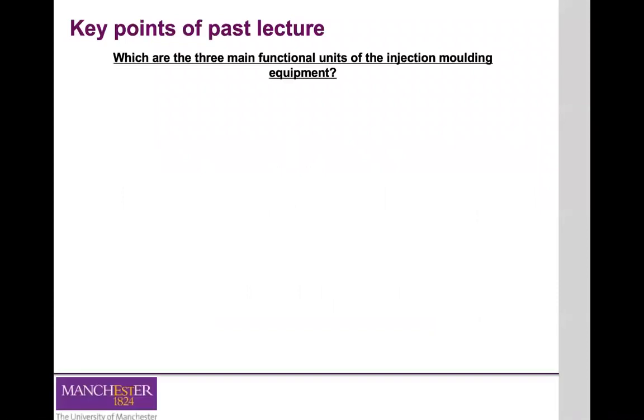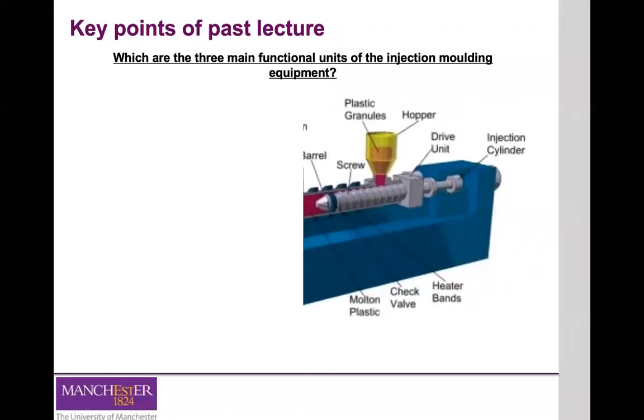So in the last lecture, we talked about the injection molding process. And we said that in general, an injection molding system or equipment is composed of three functional units. The first unit is the injection unit, which is normally composed of the injection cylinder, where we have our screw, and the driving unit that controls the rotation and also the linear displacement of the screw to allow for the injection of the molten plastic. We also normally have a hopper that contains the polymer or the plastic in the solid state and allows the right volume of material that we want to inject to be dispensed into the injection cylinder, where it will then be melted.